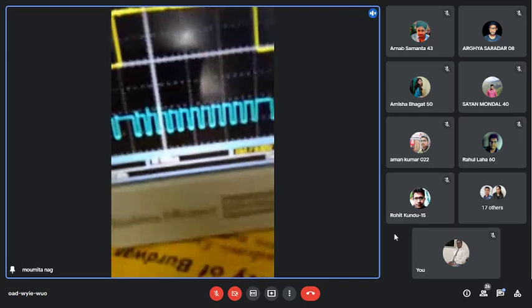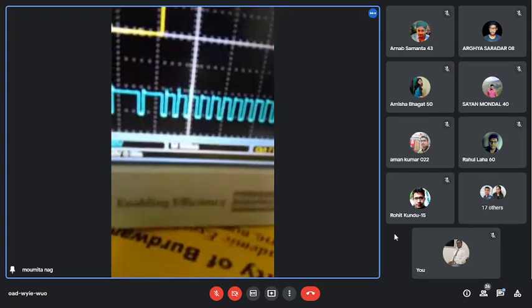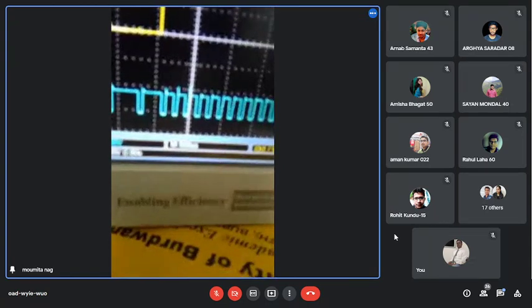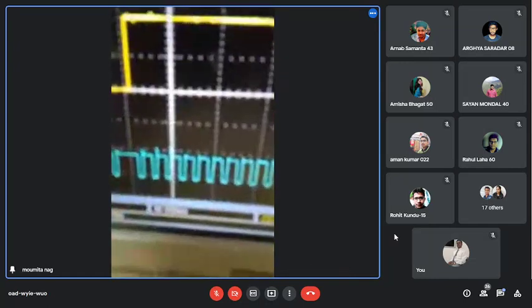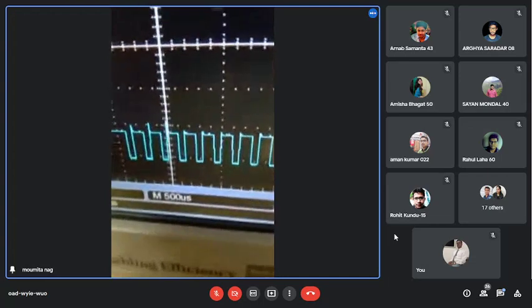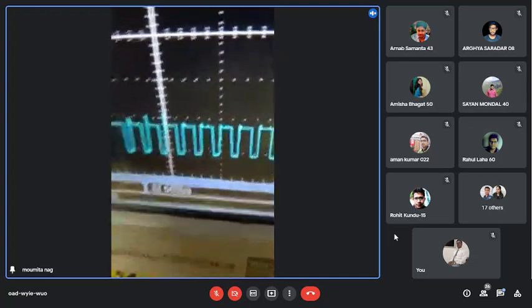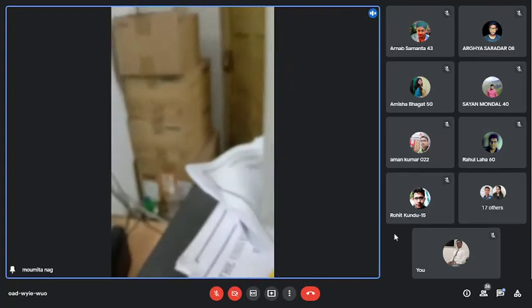And you have got 3.3 kilohertz for the higher frequency. Actually, I have connected 4.7 kilo ohm instead of 47 kilo ohm. Okay, so let me change the resistance.